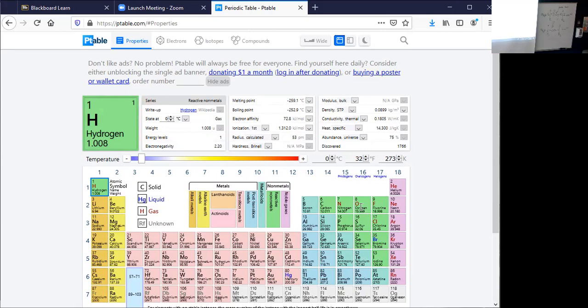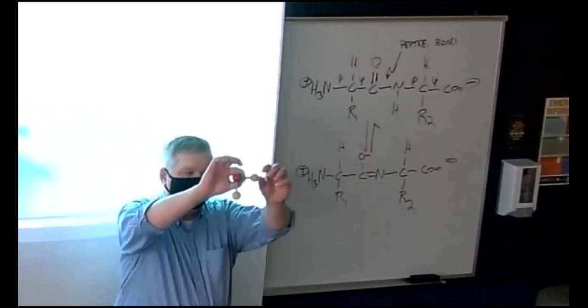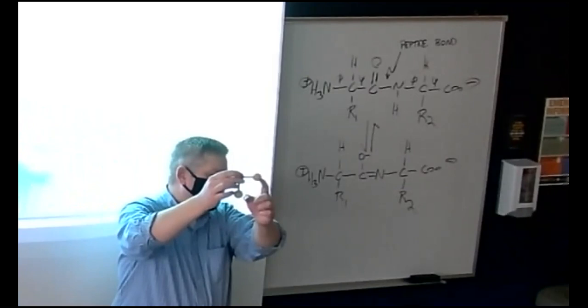Okay, now when I highlight oxygen, if you look at electronegativity in the table on the top here, you can see that's 3.44. Okay, so again, 2.2 for hydrogen, 3.44 for oxygen. Okay, so that means, going back to the water molecule, that a polar covalent bond exists between oxygen atoms and hydrogen atoms involved in a covalent bond.